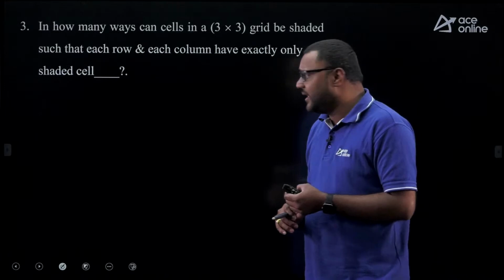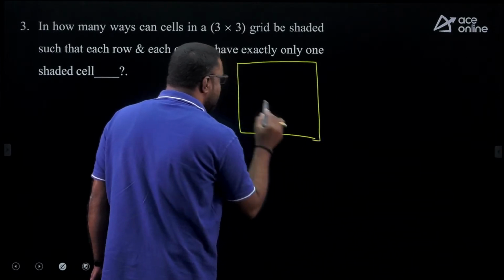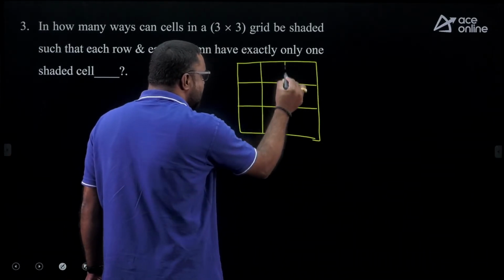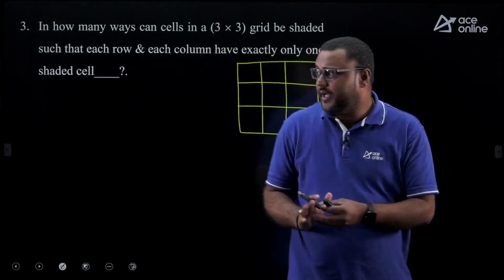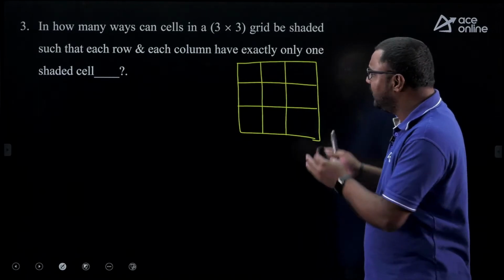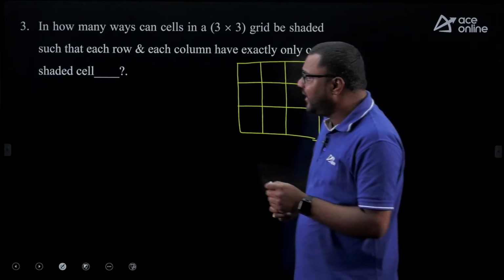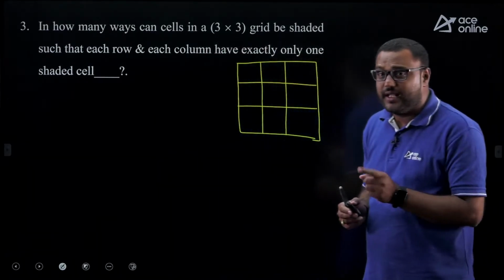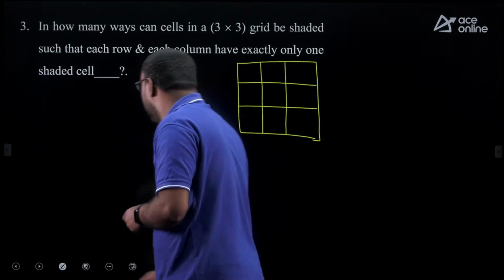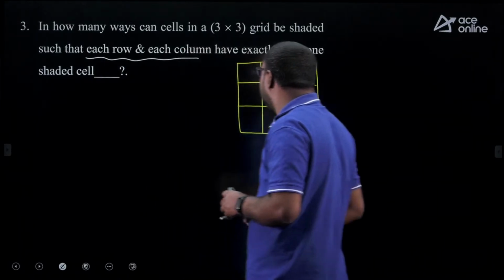Now see the third question. A square grid with 3 rows and 3 columns is given in the question. What they are asking is: in how many ways can you shade this square grid with 3 rows and 3 columns? The condition is that each row and each column should have exactly one shaded cell.